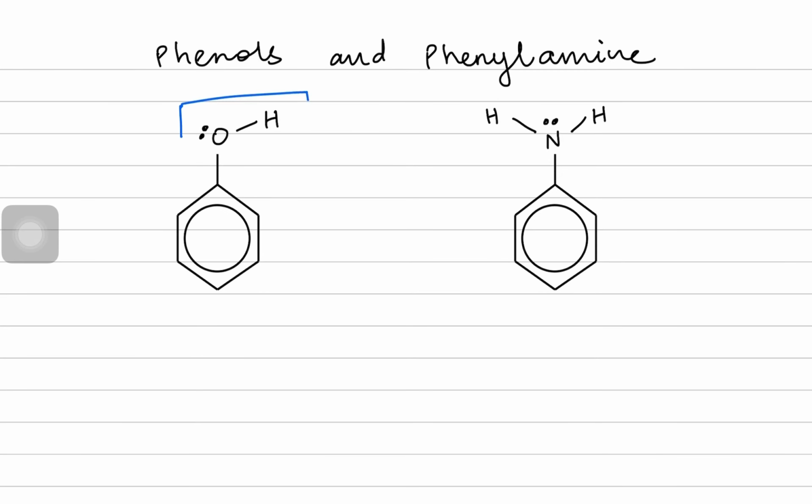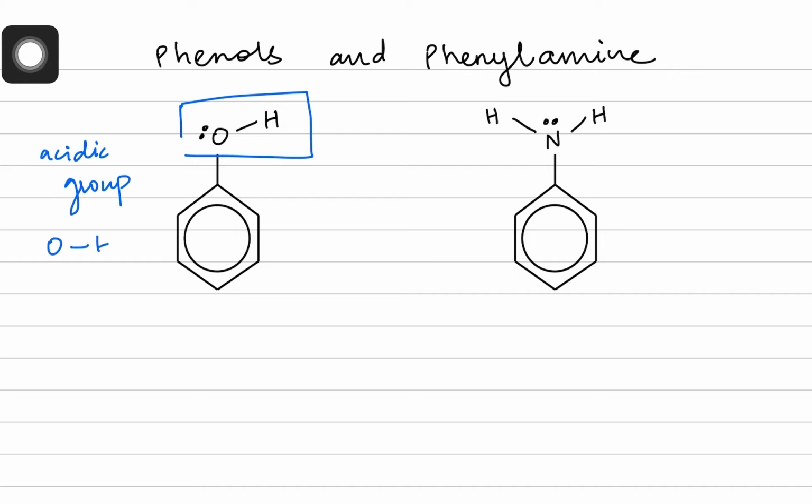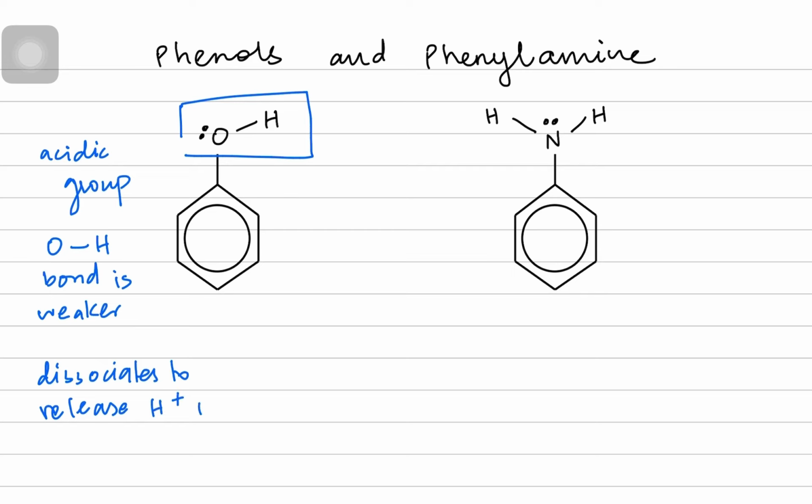So when we look at the structure of phenol, we have the OH group, also known as the hydroxyl group. Here it acts as an acidic group. Why? This is actually because the OH bond within the hydroxyl functional group is weaker here. And since the bond of O and H is weakened, it dissociates to release H plus ions. And that is exactly the definition of an acid, that is a compound that dissociates to release H plus ions. So that is why phenol acts as a good acid, right?